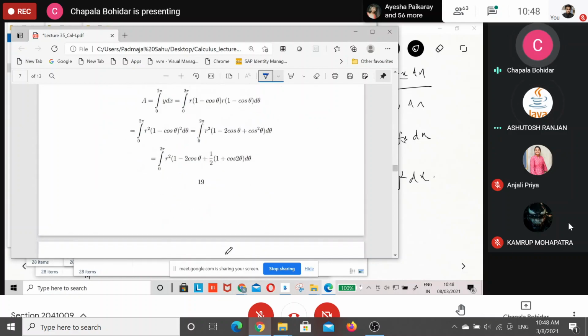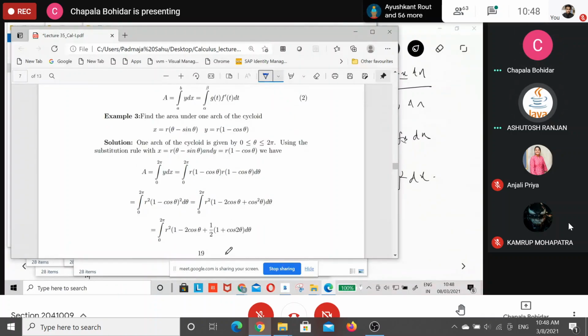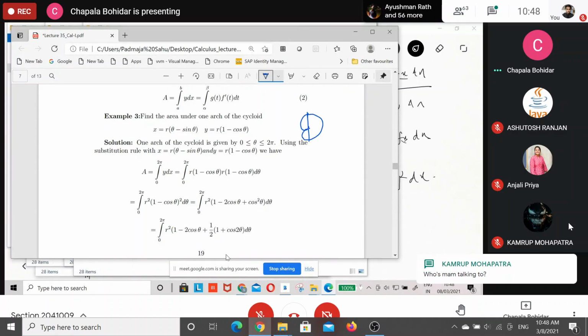Ma'am, yes. Ma'am, what is the meaning of cycloid? That is one type of curve. That is curved like this. That is one type of curve that lies from 0 to 2 pi, always.